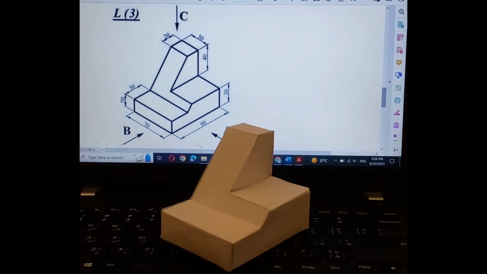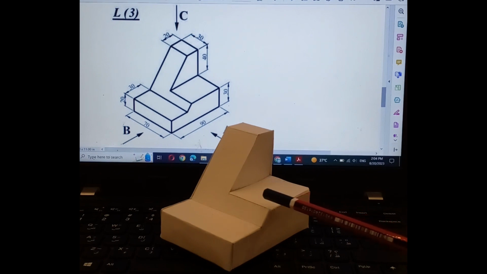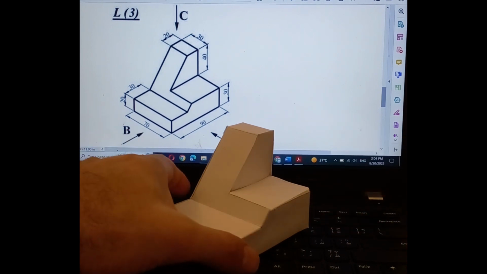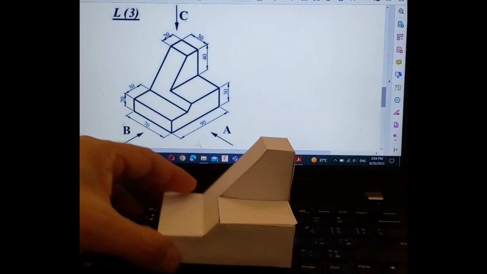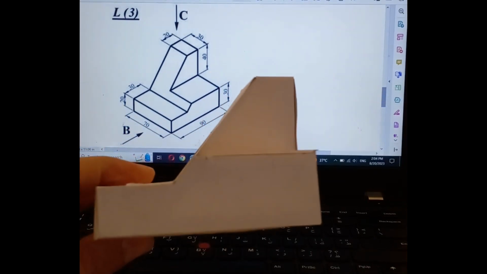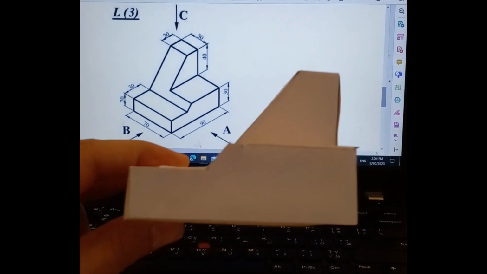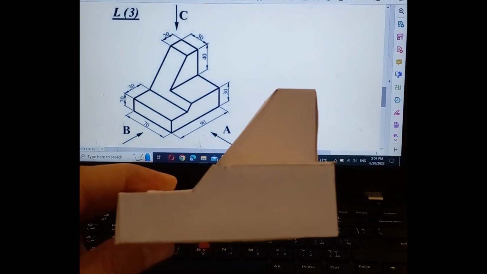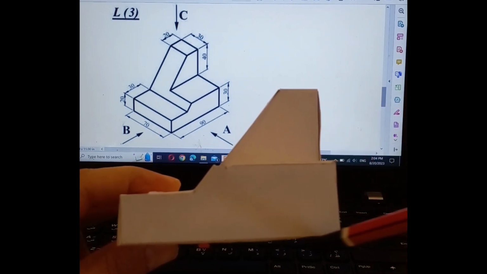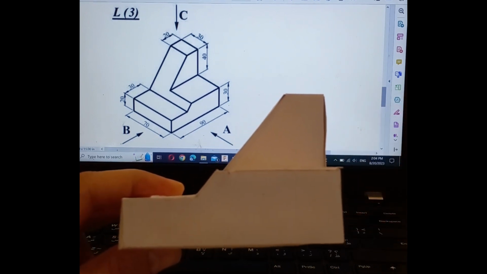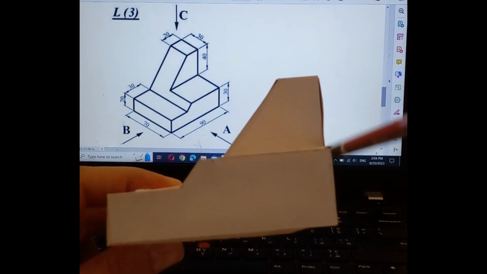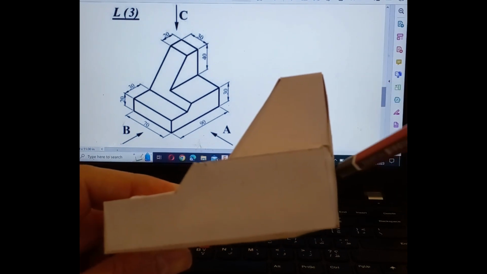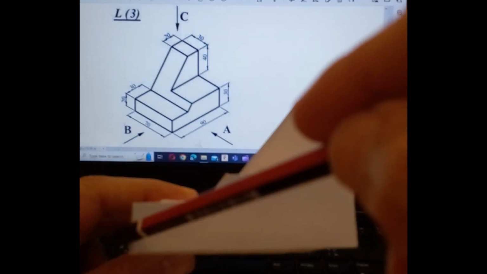So the front view, as I told you, is in this direction, meaning looking at the part from this direction, or perpendicular to this surface. So I will rotate the part like this. We have to look at the part in this direction to draw the front view. This edge is the lower limit of the front view. This is the right limit. It is aligned like this, and this is the top limit, and this is the left limit.